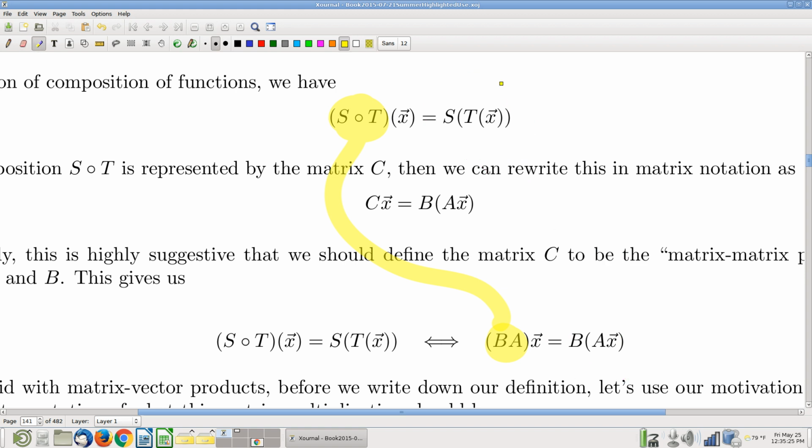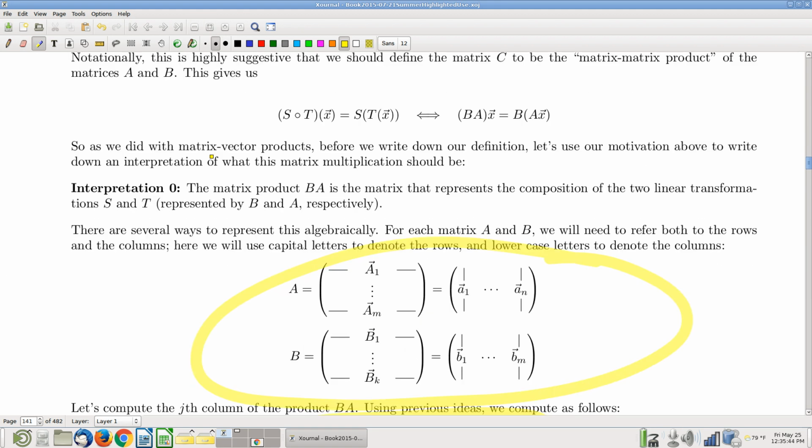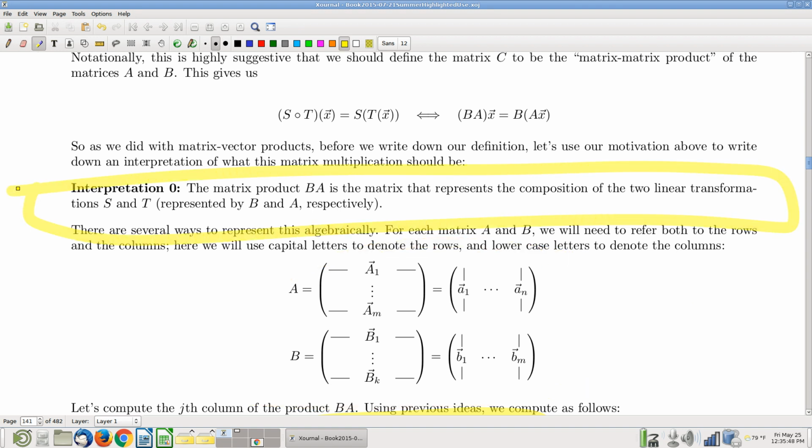Well, it's going to be our motivation for our definition. We're going to motivate matrix products as being whatever matrix it has to be that represents, as a shorthand, the composition of the two linear transformations. Okay, all right. So, how do we actually write that down? So here's our motivation right there.